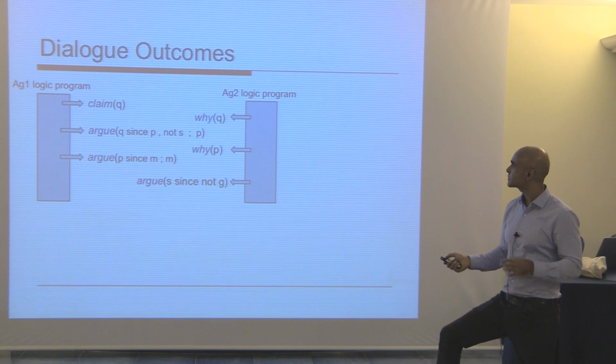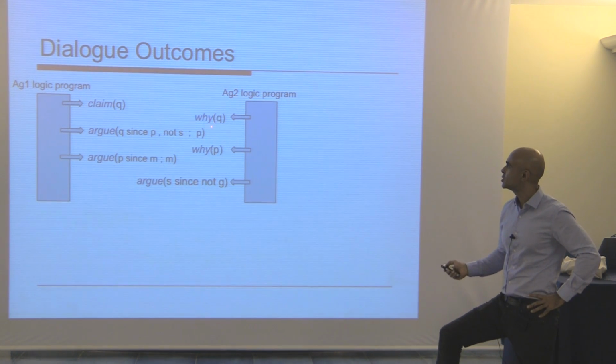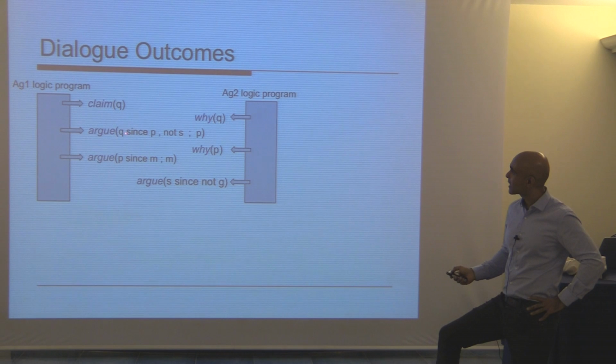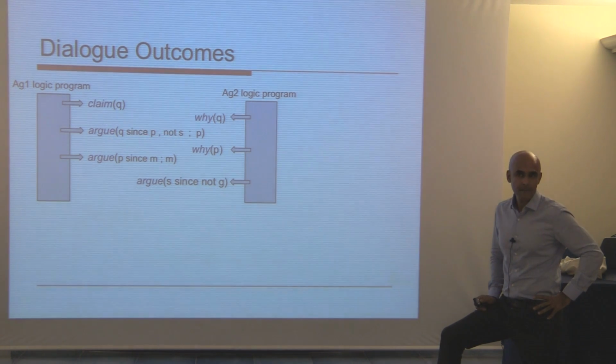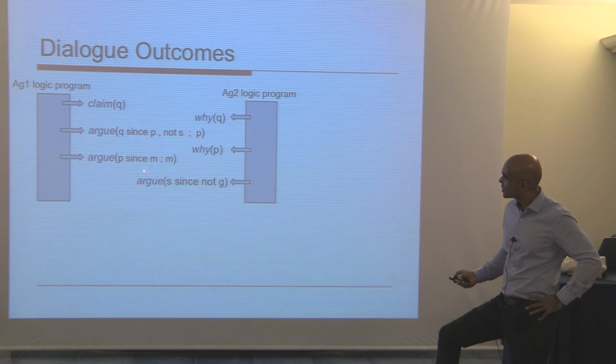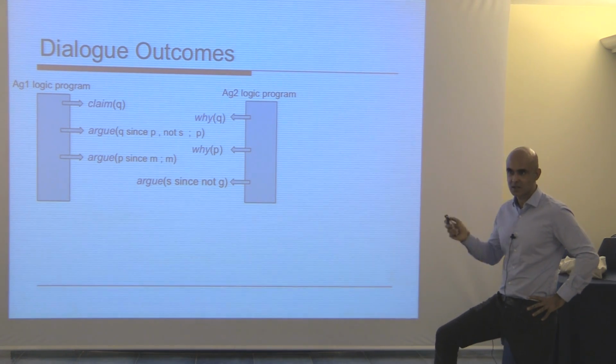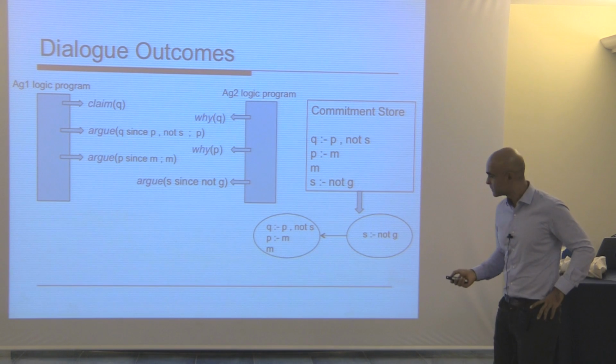Let's see how that works. Look at this dialogue. Agent 1 claims Q. Agent 2 says why Q. Agent 1 says Q since P, not S. Agent 2 says why P? So now Agent 2 is questioning a premise of the argument for Q. Agent 1 says P since M. Agent 2 now backtracks and says, okay, I've got an argument against S, proving S. And your earlier argument for Q assumed that S is not provable. So what happens is, the knowledge in the assertional locutions, not the why, which are non-assertional, they're just questioning and not asserting things, gets put into a commitment store.